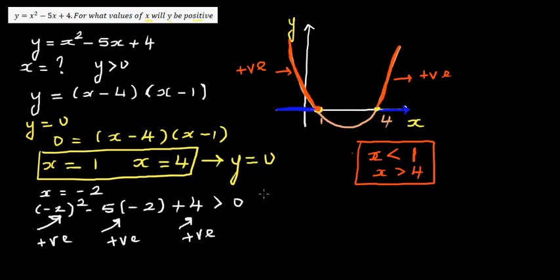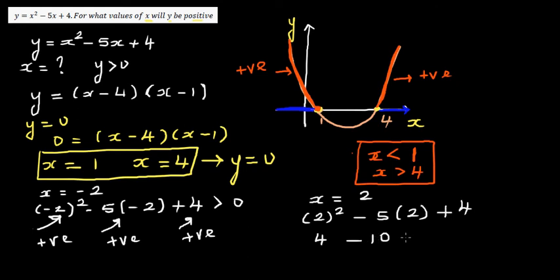But let's take a point between 1 and 4. So let's say when x is 3 or x is 2, what will happen? It is 2 squared minus 5 times 2 plus 4. So this is 4 minus 10 plus 4, which is going to be negative 2, and this is less than 0. So for this area, this is the negative part. When x is between 1 and 4, the y value is going to be negative.